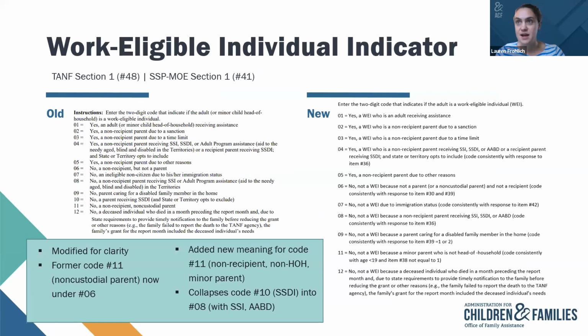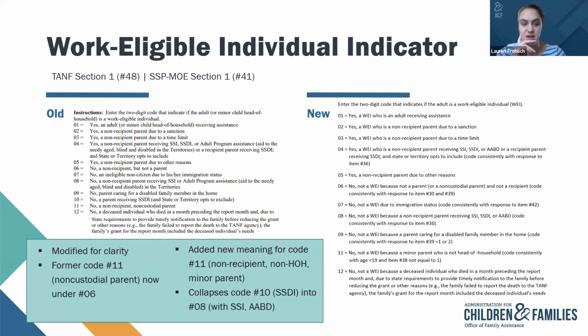So the first change we wanted to highlight was around the work eligible individual indicator. So the way to read these slides is that the subtitle here is telling you where you can find this data element or item. So this is number 48 in TANF section 1 and number 41 in the separate state program maintenance of effort, or SSPMOE, section 1. And you can just see the old categories, the new categories. I'm not expecting you to be able to tell all the differences right off the bat.